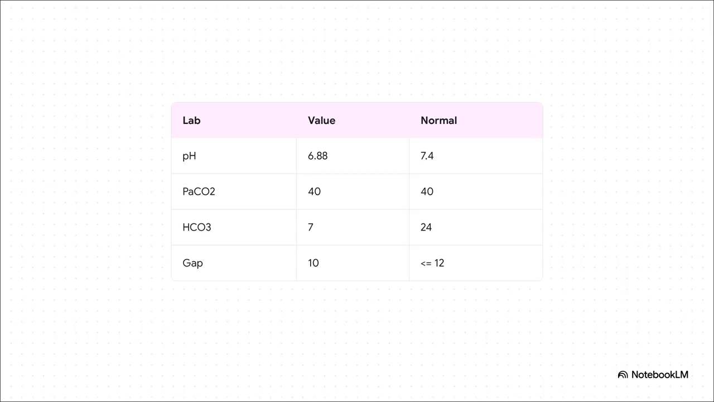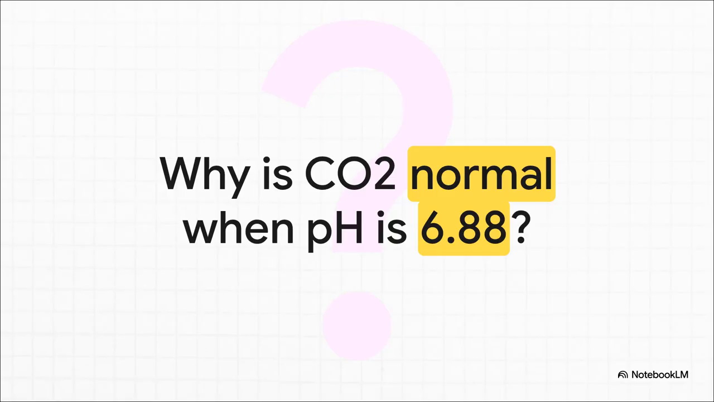We have a sedated patient with a truly lethal pH of 6.88. The bicarb has plummeted to 7. The anion gap is 10, which is completely normal. But look at that CO2. It's sitting at exactly 40. This should instantly make the hair on the back of your neck stand up. Why on earth is the CO2 totally normal when the pH is at a lethal 6.88?